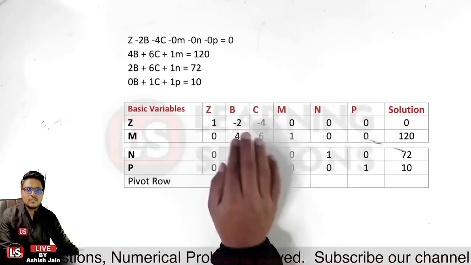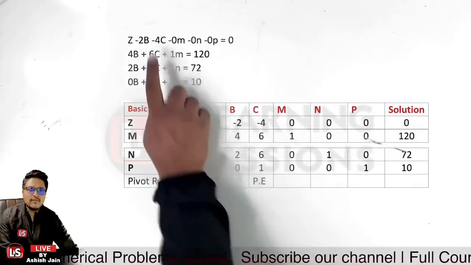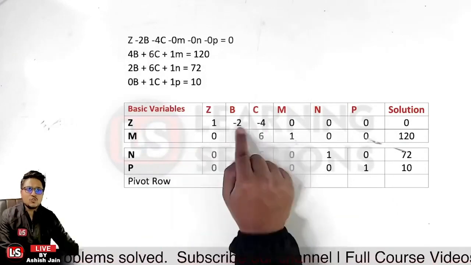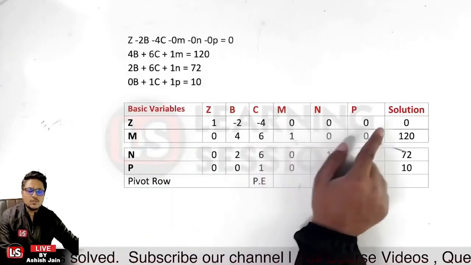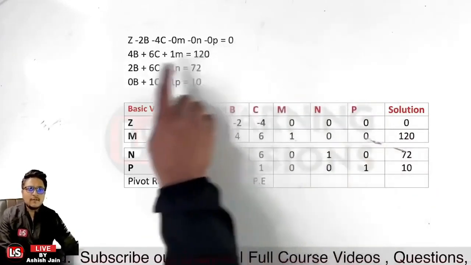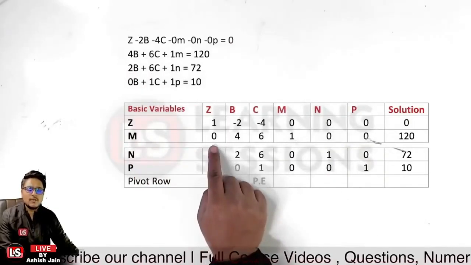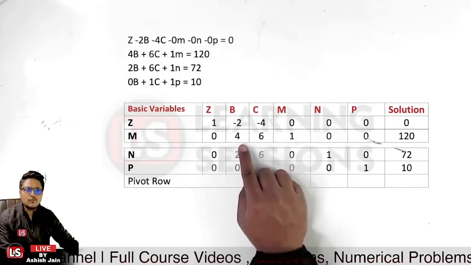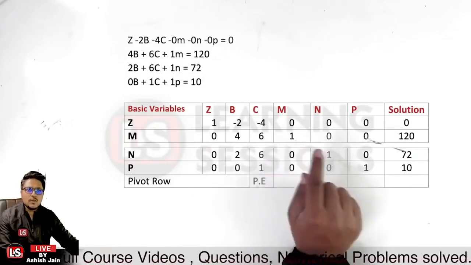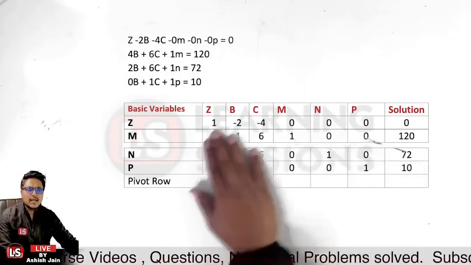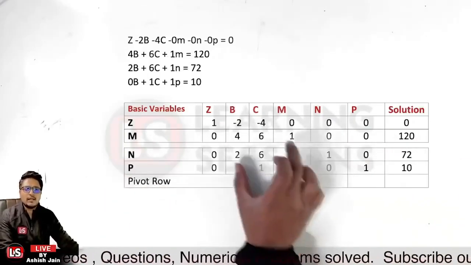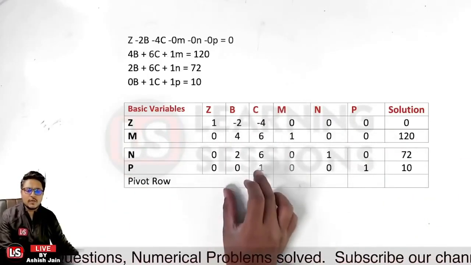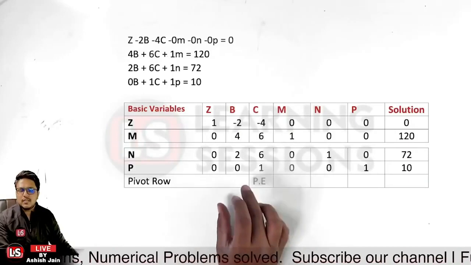So what is it equal to? In the first equation, the coefficient of Z is 1, B is minus 2, C is minus 4, then 0, 0, 0, and the solution is 0. Further, in the second one, Z is 0, B is 4, C is 6, M is 1, then 0, 0, and the solution is 120. For all the variables and all the different equations, we have mentioned the values.